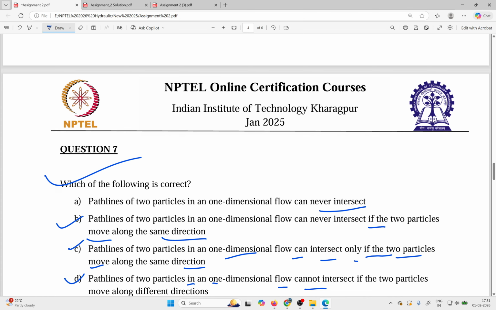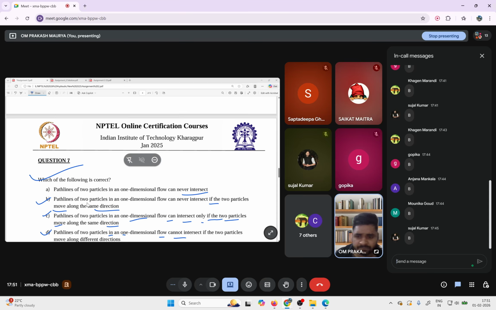So you have to read the question very carefully. Here, please, read very carefully. The question is about the path line. First, try to attempt it yourself. If you are not able to solve it, then you can use Google.